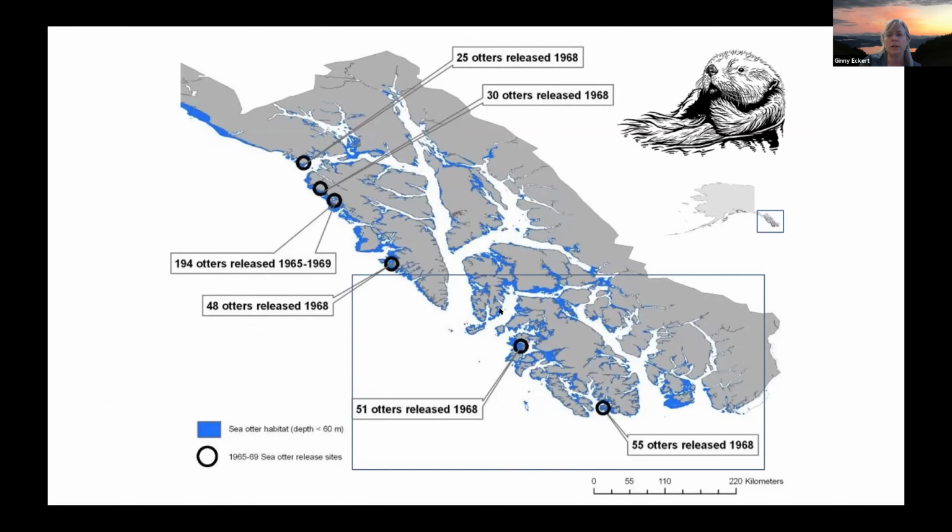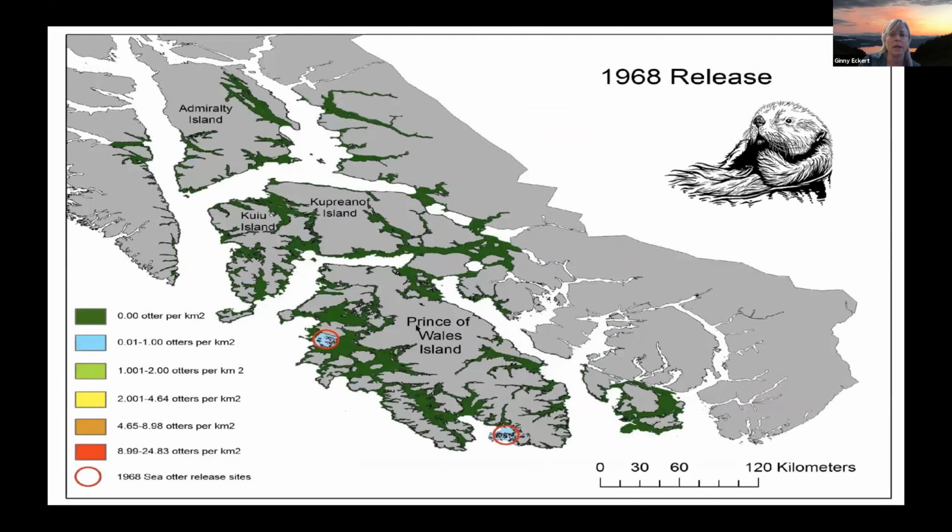I'm going to zoom in on the southern area, and that's actually where I'm speaking to you from today. This is one of our major study sites. This is Prince of Wales Island. It is the 3rd largest island in the United States after Kodiak Island and the big island of Hawaii. So it's quite a big area where we're working. There are 2 release sites here, and I'm going to zoom in on those 2 areas in the next slide.